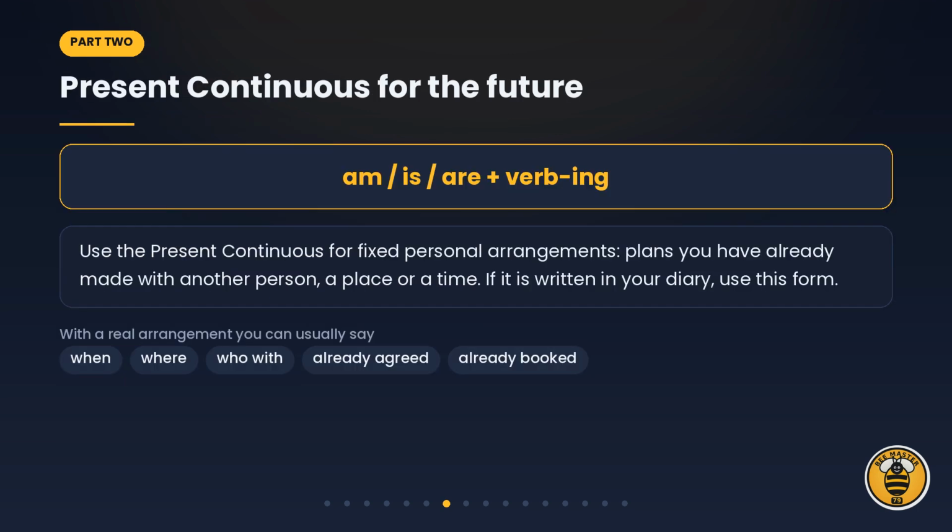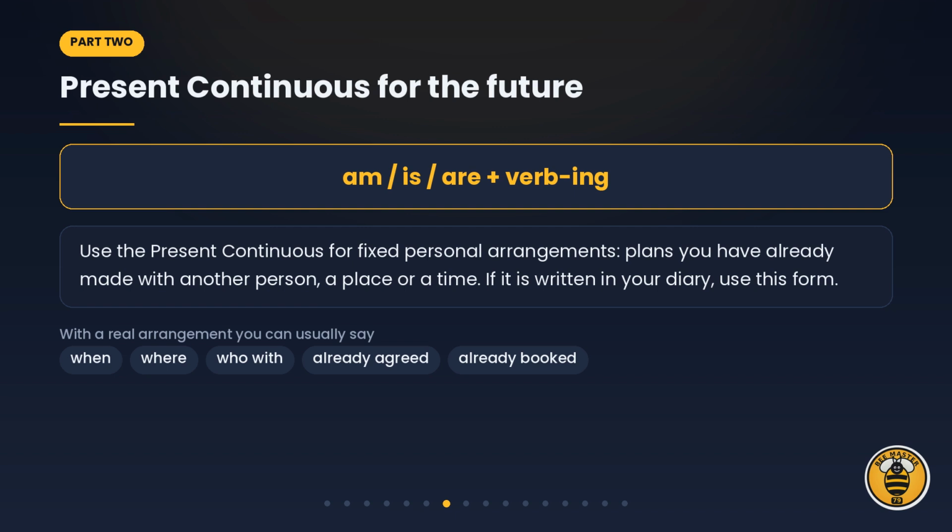Part 2. The present continuous for the future. The form is am, is, or are plus the ing form of the verb. We use it for fixed personal arrangements, plans you have already made. Somebody has been told, a time has been agreed, a table or a ticket has been booked. The simple test is your diary. If it is written in your diary, use the present continuous.